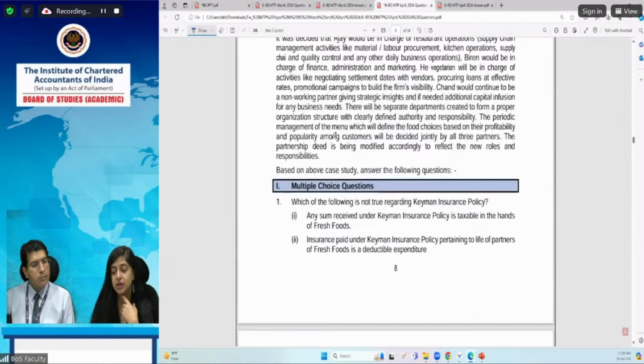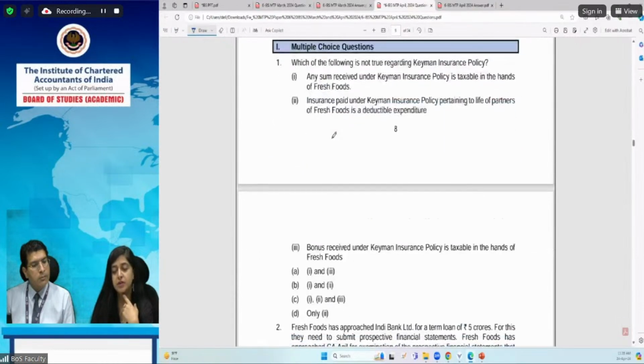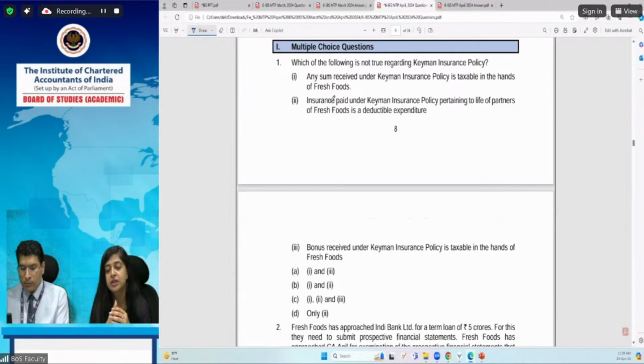Like if you see the first MCQ, it is regarding which of the following is not true regarding Keyman insurance policy. Now if you see the points: any sum received under Keyman insurance policy is taxable in the hands of Fresh Food. Insurance paid under Keyman insurance policy pertaining to life of partners of Fresh Food is deductible expenditure. The third one is bonus received under Keyman insurance policy is taxable in the hands of Fresh Foods.